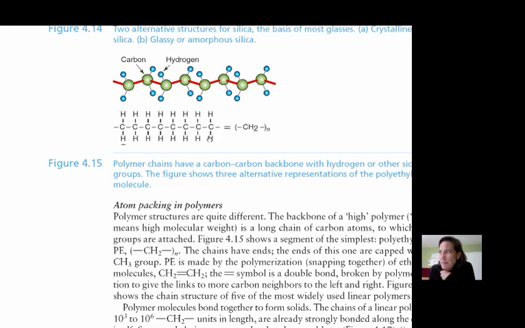And then if you're representing the molecule in a very simple way, you might draw it like this, where you just draw these carbons lined up with the hydrogens on the side, and the repeating unit is the CH2 unit here that's repeated a number of times.